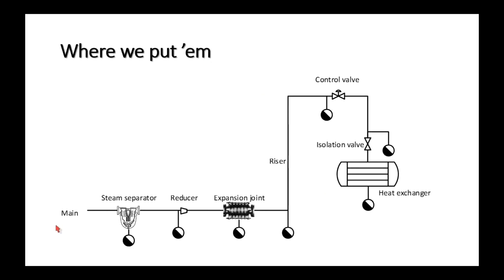And where do we put them? Well, let's say I've got a steam main here and the steam is flowing this way, and in this case is going into a heat exchanger over here. Assuming that this is saturated steam, it will be condensing. Even though the steam line is well insulated, we still will get some condensation. So we have to get rid of the condensation.